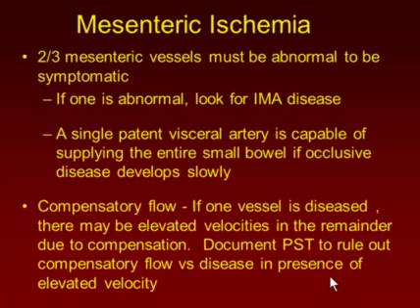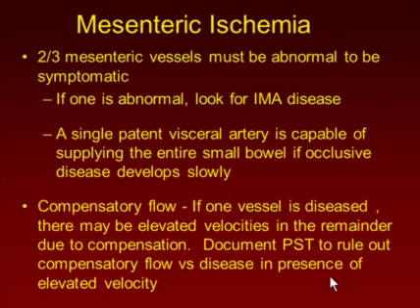Two of the 3 mesenteric vessels, celiac, SMA, and IMA, must be abnormal for that patient to be symptomatic. If one is abnormal, you have to really try hard to find that IMA and look for any disease, especially if the patient is symptomatic. A single patent visceral artery is capable of supplying the entire small bowel. So if that occlusive disease develops slowly, patients can be asymptomatic with only one vessel really supplying it.